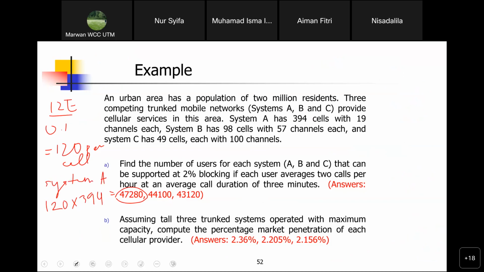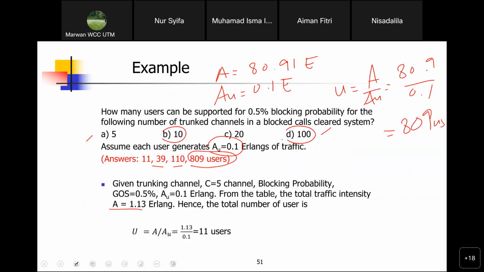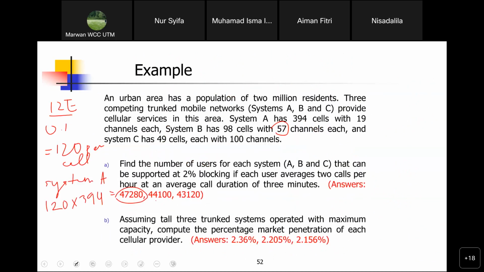So please also do system B and C. For system B, you have to look at 57 channels. Look at the table and you can find the number over here. Based on that number, you divide by 0.1 to get the number of users per cell and multiply by the number of cells. So you should be able to get this answer.